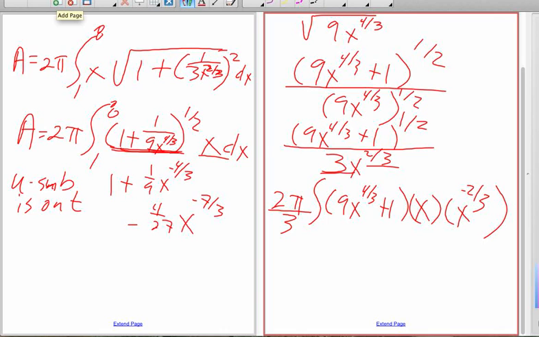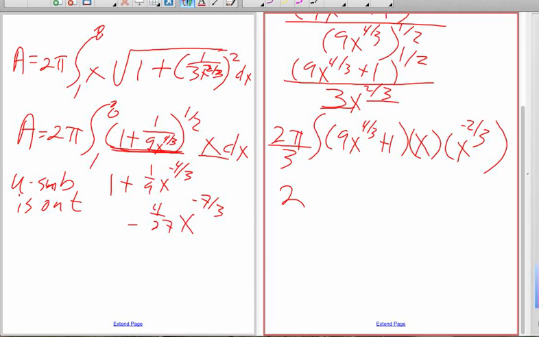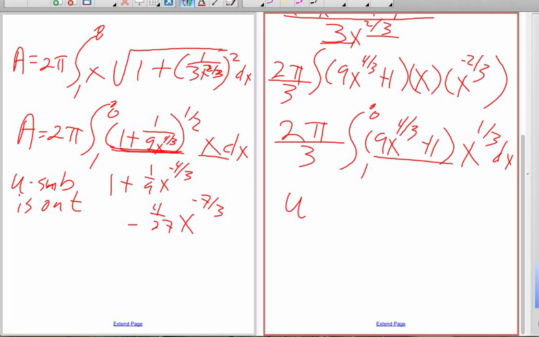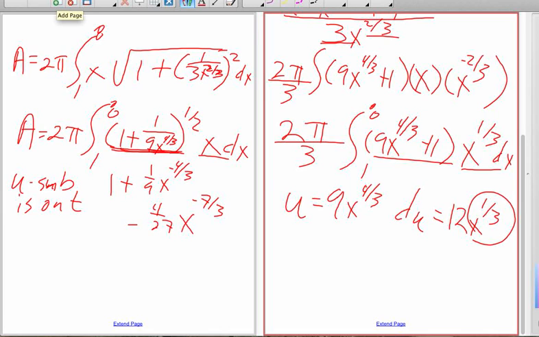I'm going to simplify this out, and what's going to happen now is we're going to end up with a u sub. So now I've got 2/3 pi times the integral from 1 to 8 of 9x to the 4/3 plus 1 times x to the 1/3 dx. So now this is going to be my new u. So u is going to be 9x to the 4/3. du then will be 9 times 4 is 36, divided by 3 gives 12, x to the 1/3. Notice we've got this here. So now we can do a u sub, thank God.